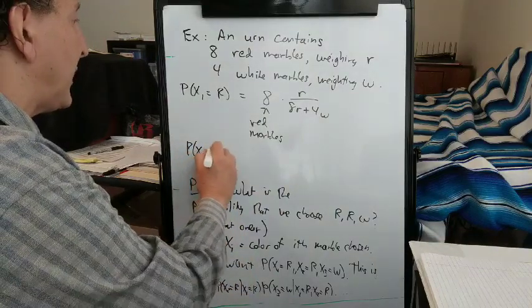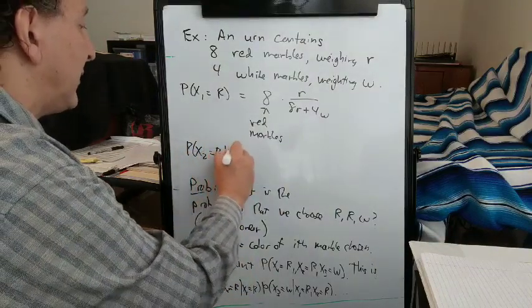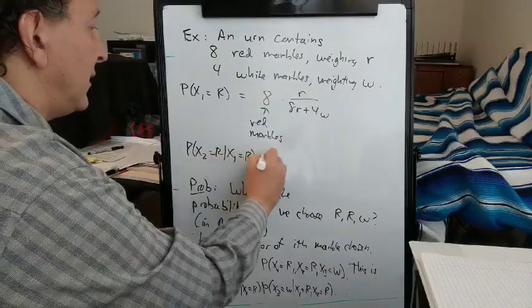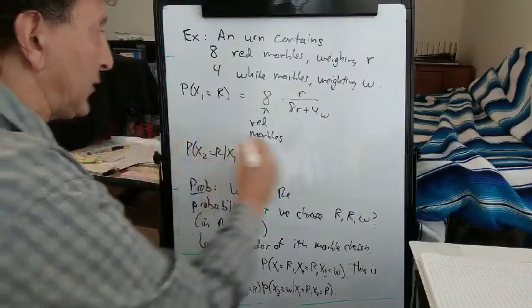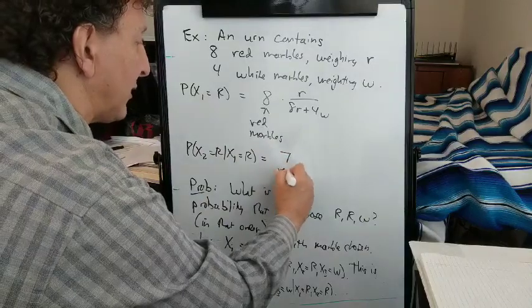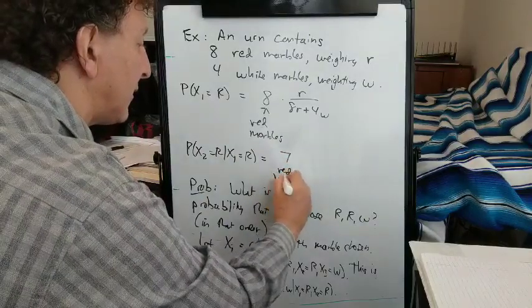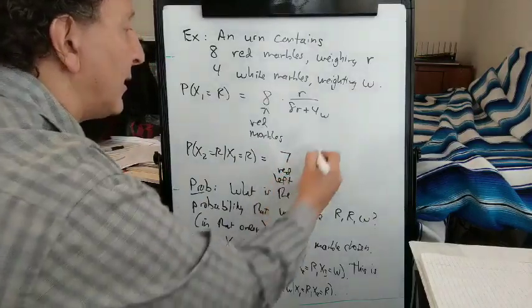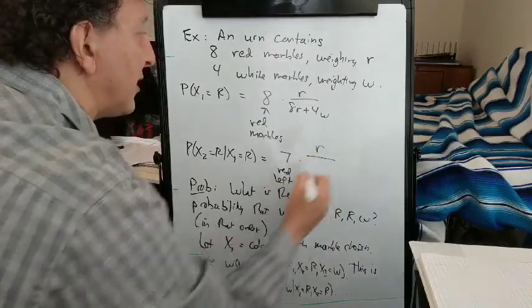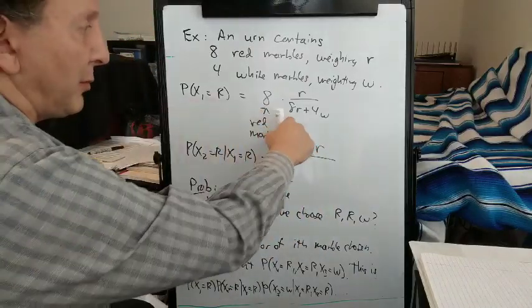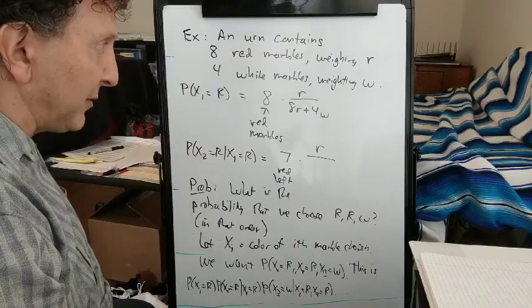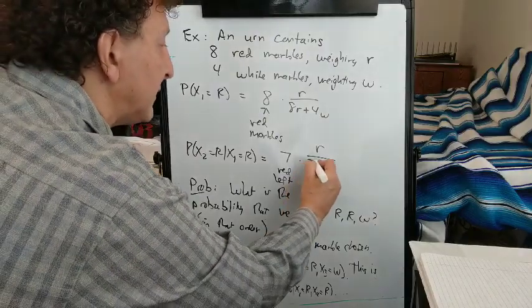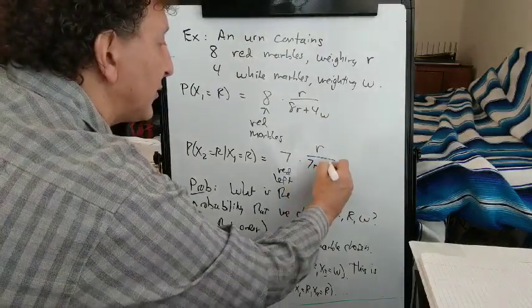And the probability that x2 is red, given that x1 is red, is, so I guess there's 7 red marbles left. Each one of them weighs r, but the total weight of marbles in there is not 8r plus 4w anymore. It's 7r plus 4w.